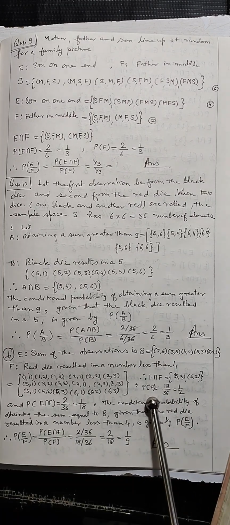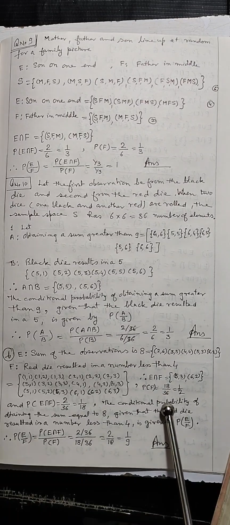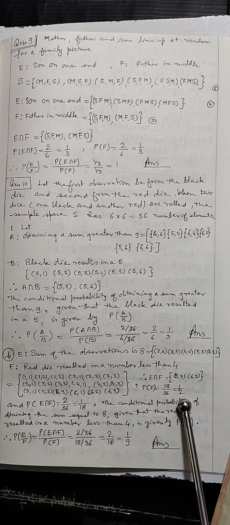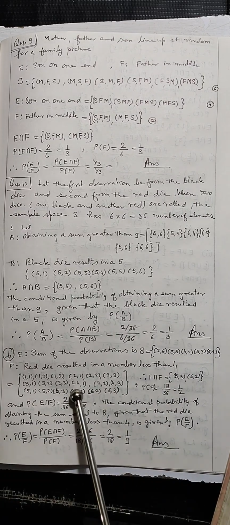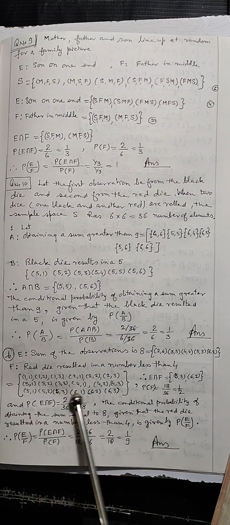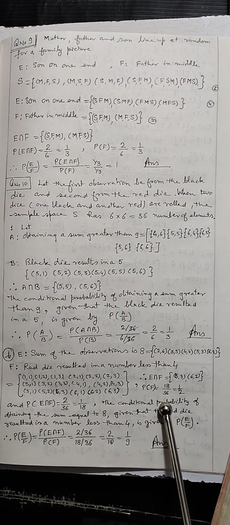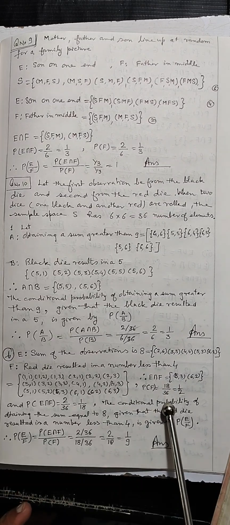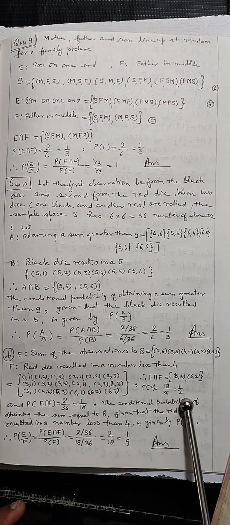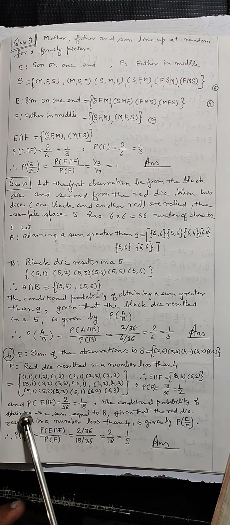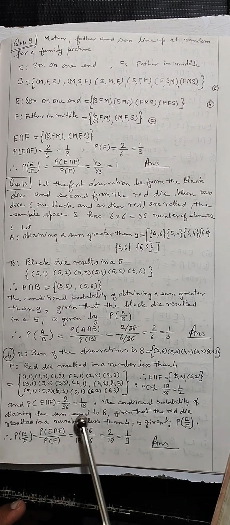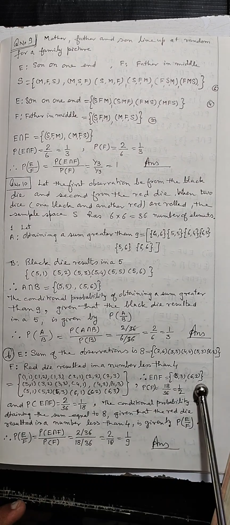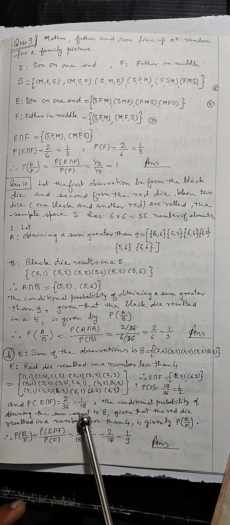Now the probability of F is equal to 18 by 36, that will be equal to 1 by 2. Now count it: 3, 6, 6, 6, 3 makes 18, so 18 by 36, where the total sample space is 36. So 18 by 36 will be equal to 1 by 2. And probability of E intersection F will be equal to 2 by 36. See, there are 2 elements in the intersection, so 2 by 36 will be equal to 1 by 18.